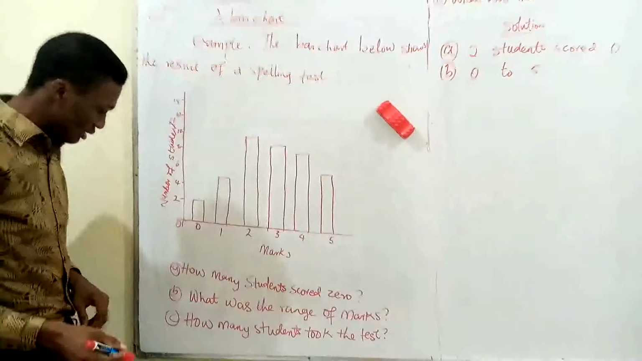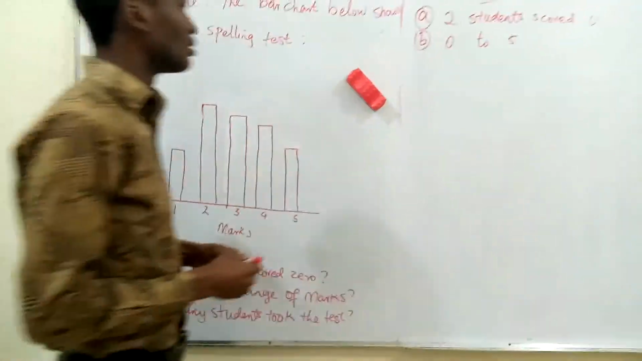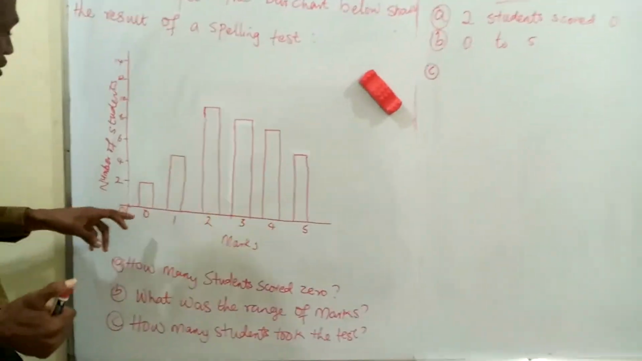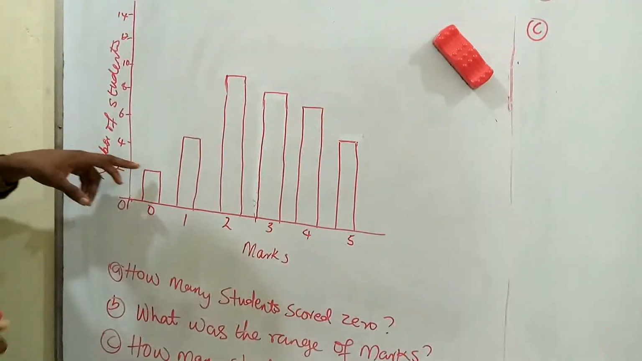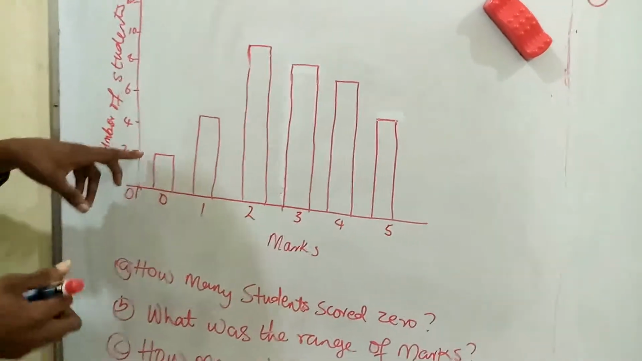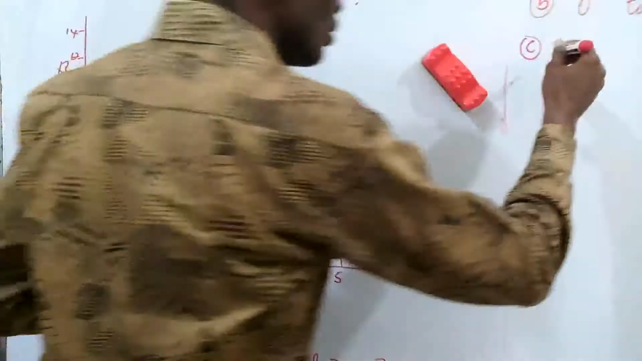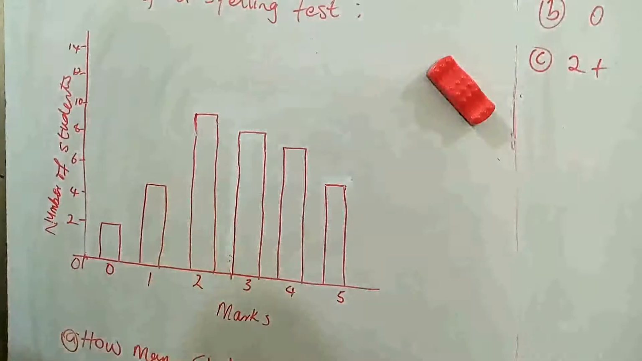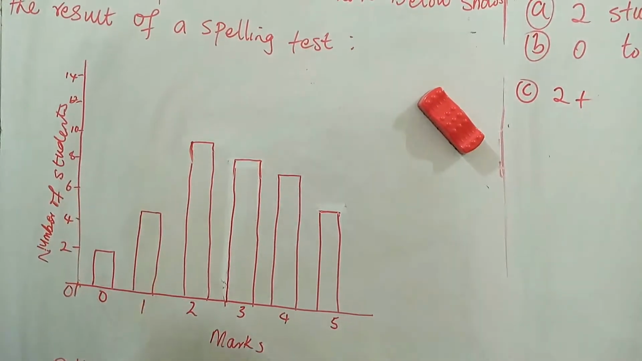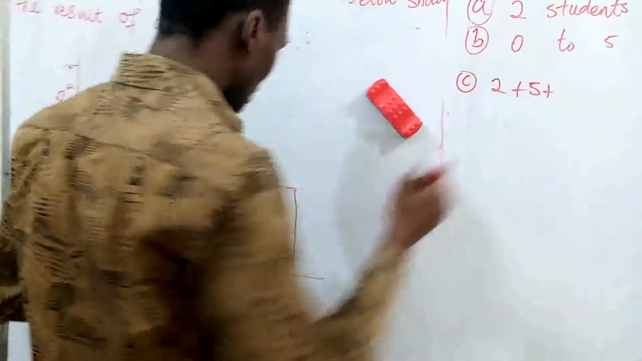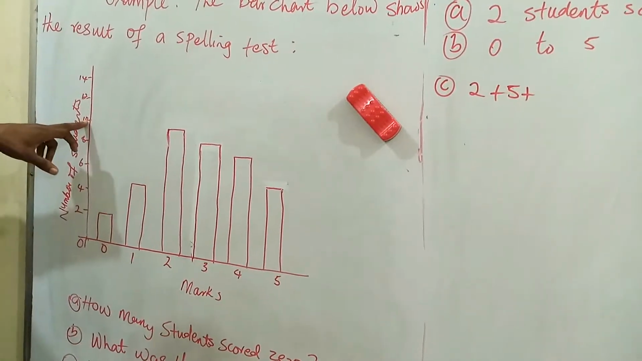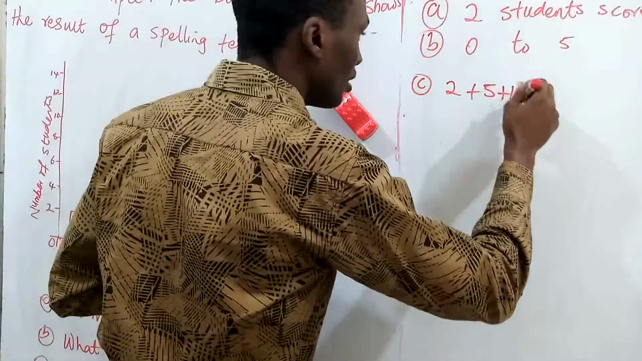How many students took the test? How do we know the number of students that took the test? We count the bars, that is, the lengths of the bars. The number of students that had 0 is 2 because the length of the bar is 2. We add the number of students that had 1. You can see this bar falls in between 4 and 6, so we have 5. So 2 plus 5. Then the number of students that had 2: this bar corresponds to 10 students, so we have plus 10.